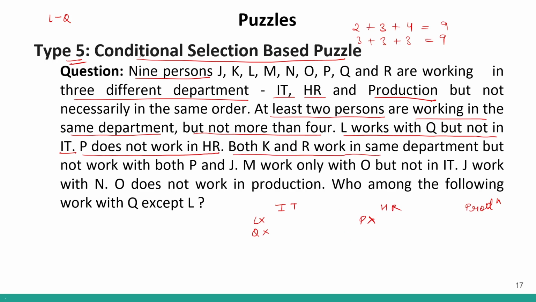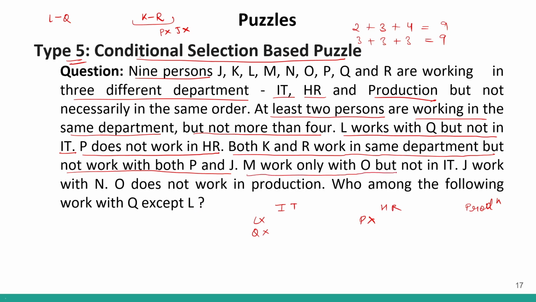Now, both K and R work in the same department, but not with P and J. So another piece of information: K and R work together, but we cannot have P with them and we cannot have J with them. Just keep holding on to this information because towards the end of the question, you would be able to place them. Just for now, keep holding the positions.